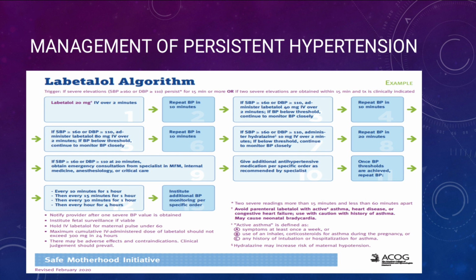Management of persistent hypertension: if the BP is more than 160 by 110 and persists for 15 minutes or more, or if too severe an elevation is obtained within 15 minutes, give clinically indicated treatment. With labetalol, you start with 20 mg IV over 2 minutes. Repeat BP in 10 minutes. If systolic is the same, then you add 40 mg, otherwise continue to monitor closely. Repeat BP in 10 minutes. If it is again 160 by 110, you can add 80 mg: 20, 40, 80. Then again in 10 minutes, administer hydralazine 10 mg over 10 minutes.